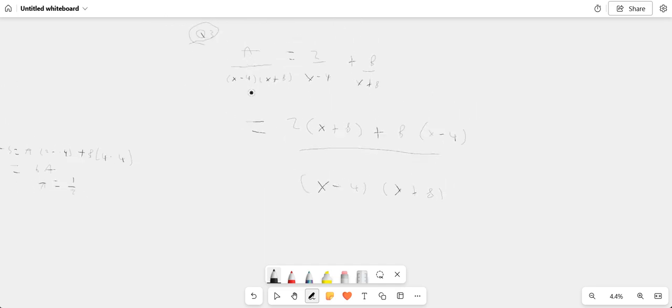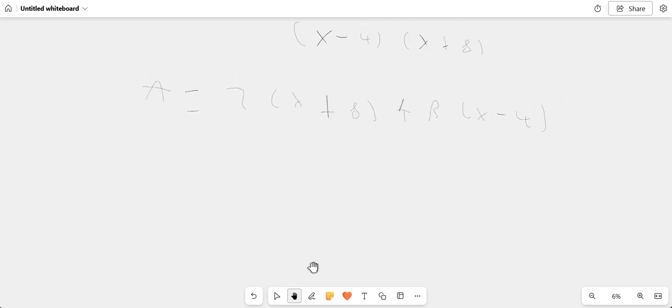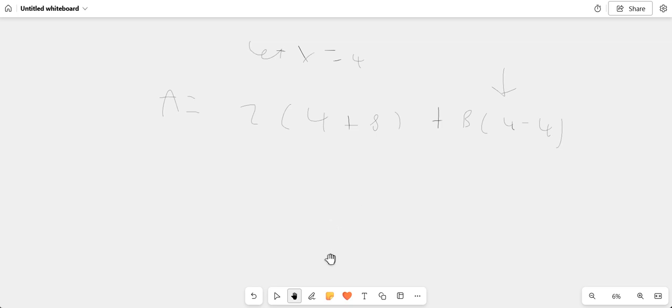And so obviously a, that's the top of the first fraction, is equal to 2 open bracket x plus 8 plus b open bracket x minus 4, yeah? And so now what you can do is let x equal something, yeah? So let x equal 4, sorry, to combat b. And so that's going to be a is equal to 2 times open bracket 4 plus 8 plus b open bracket 4 minus 4, yeah? So that's going to become 0 here. And then 4 plus 8 is obviously 12. So 2 times 12 is 24, so a is just equal to 24. So now we found what a is.